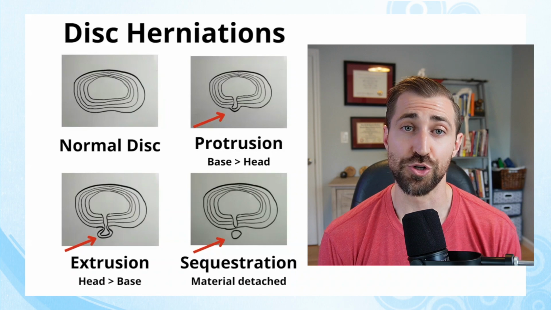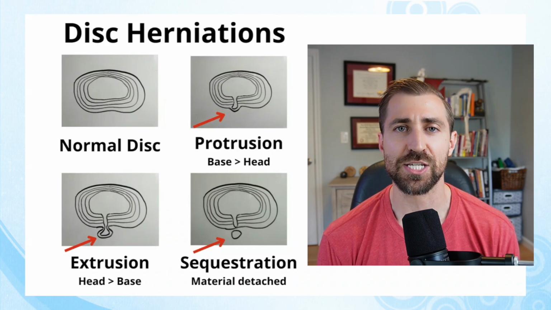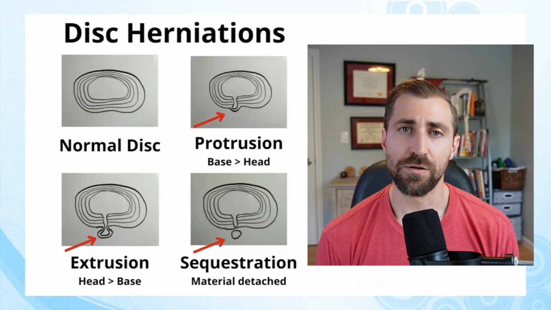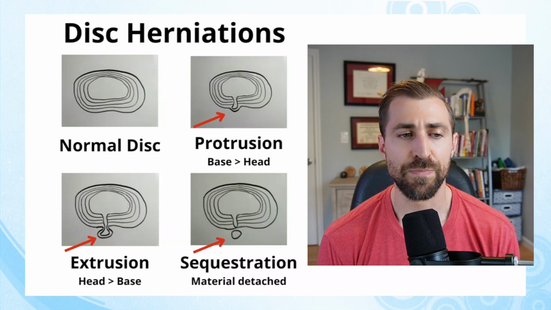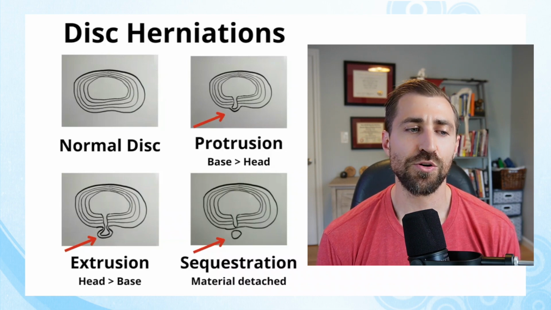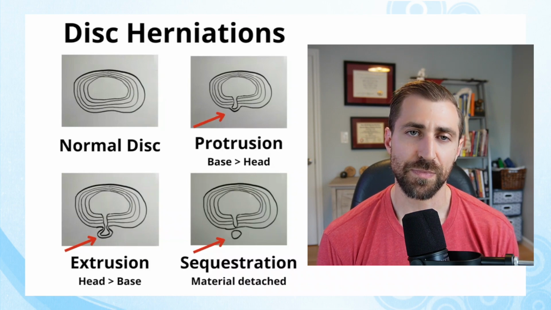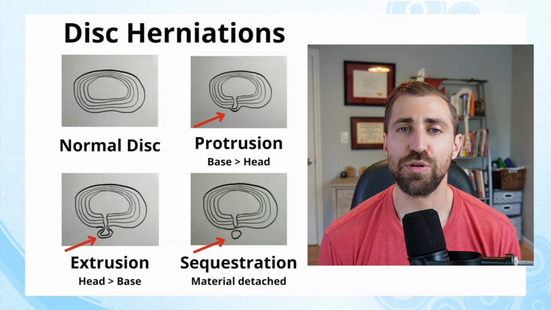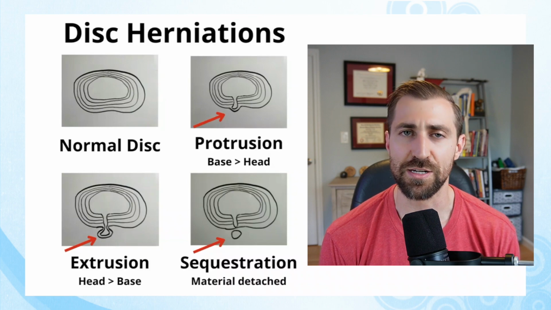In an extrusion, it's the opposite. So you have a herniation where the head is actually bigger than the base, okay? And in the final version, we have a sequestration, and this is usually the most serious of the injuries. So what happens is that material came out and it detached, right? So you had disc material and it came out, it bulged, it herniated, whatever, and it completely came out, detached from the rest of the disc, and now is sitting in the intervertebral foramen.